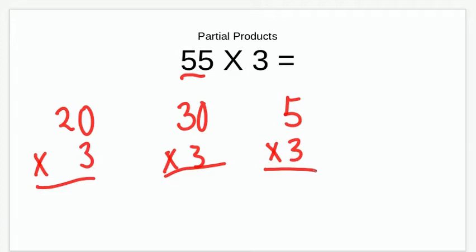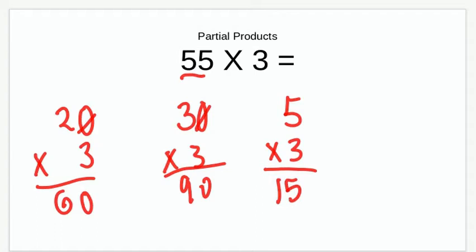20 times 3. 3 times 0 is 0. 3 times 2 is 6. So 3 times 20 is 60. 3 times 30. 3 times 0 is 0. 3 times 3, 3, 6, 9, is 9. So 3 times 30 is 90. And then 5 times 3. Yeah, 5, 10, 15. So 5 times 3 equals 15.